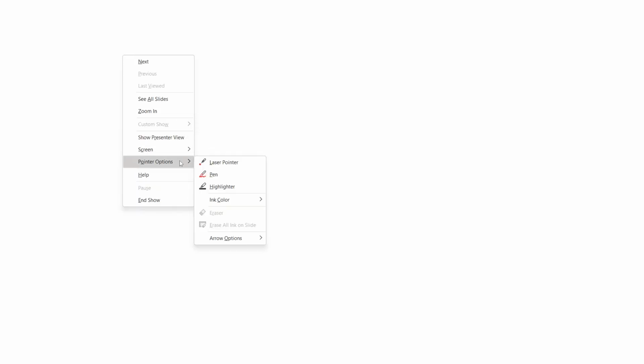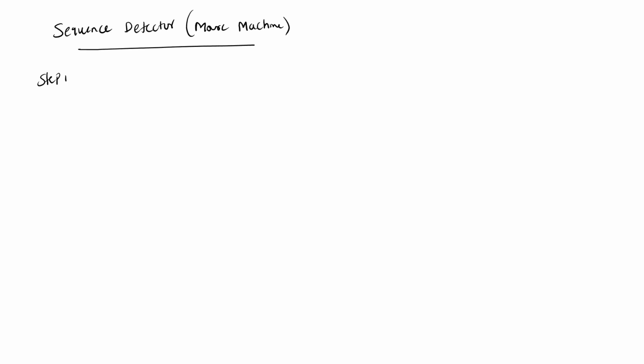So the sequence detector steps are the same, whatever steps I gave for the Mealy machine. Okay. First, what is the first step? Sequence detector, Moore machine. First, you need to draw the state diagram. Step one, draw the state diagram.